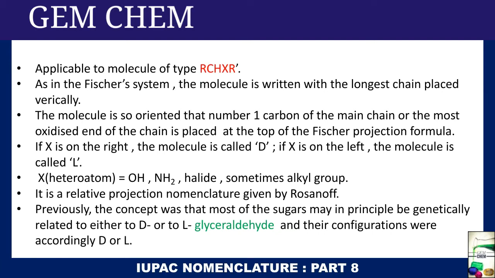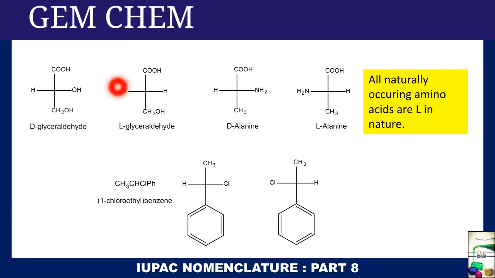But where did this idea of DL configurational nomenclature come from? It came from the concept of D and L glyceraldehyde. Previously the concept was that most sugars may in principle be genetically related either to D or to L glyceraldehyde, and their configurations were accordingly D or L. So let us see the glyceraldehyde. In D glyceraldehyde the OH group is on the right hand side, so it is D, whereas in L glyceraldehyde the OH is on the left hand side, so it is L configuration.